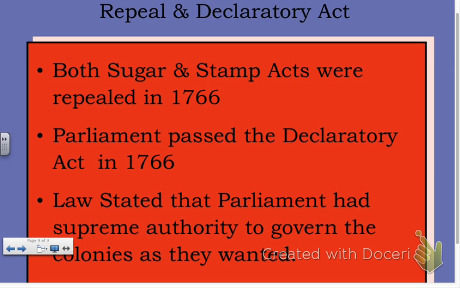While Parliament was repealing the Stamp and Sugar Acts, they passed a third law known as the Declaratory Act. This law was also passed in 1766, and it gave Parliament the supreme authority to govern the colonies, i.e., they could make any laws they wanted to, representation or not. The colonies celebrated the repeal of the Stamp Act, and they tried to ignore the Declaratory Act.